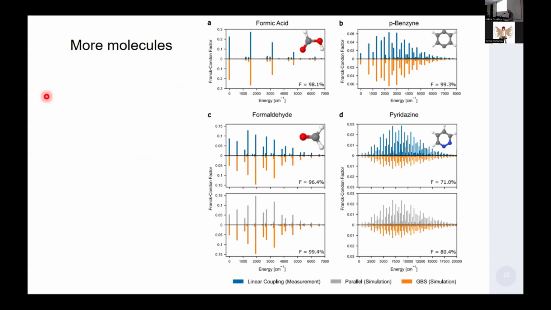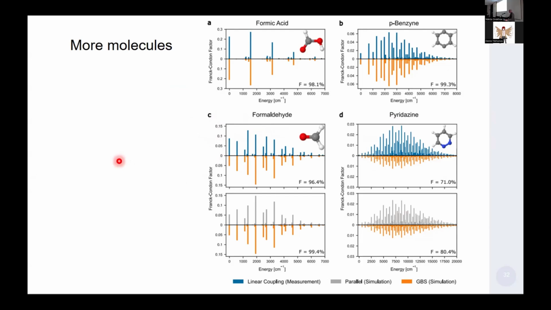And here it's really a result of measurement in Paderborn. So one is modeling, full GBS simulation, and others are measured. And what we see is that most molecules here are well described by linear coupling, except for formaldehyde. So we see here discrepancies, which are actually described by squeezing and by parallel mode. And yes, period design is more complicated. One really needs full GBS.